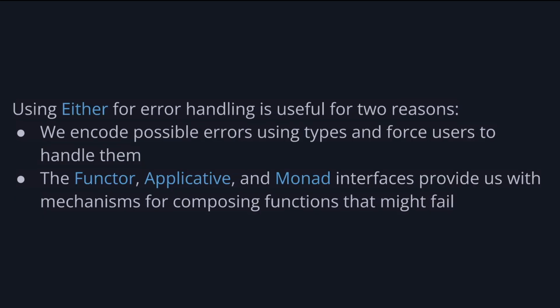And in summary, using either for error handling is useful for two reasons. We encode possible errors using types, and we force users to acknowledge and handle them, thus making our code more resilient to crashes and bad behaviors. The functor, applicative, and monad interfaces provide us with mechanisms for composing functions that might fail, almost effortlessly, reducing boilerplate while maintaining strong guarantees about our code and delaying the need to handle errors until it's appropriate.